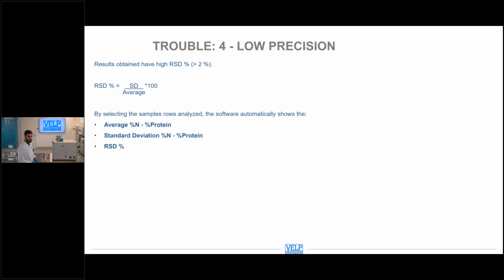Okay, trouble number 4. In this case, the shape of the peak is okay, is correct, but you find a low precision of your results. How can you see the low precision? You can, thanks to the Dumasoft, calculate, as I told you, the relative standard deviation. So we have to focus on the relative standard deviation. That is calculated as standard deviation on average %. The official method says that for the Duma method, the RSD has to be lower than 2%.